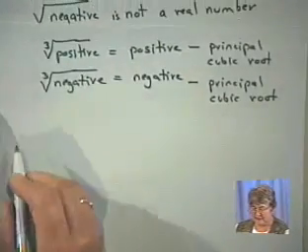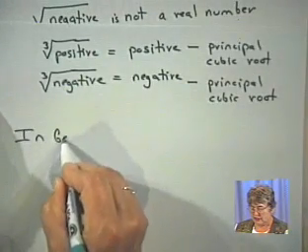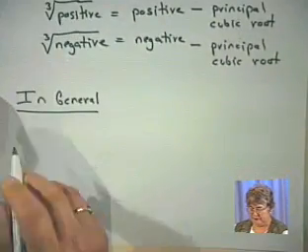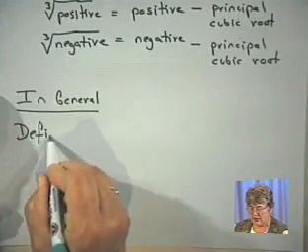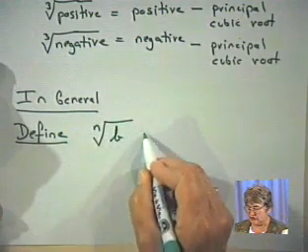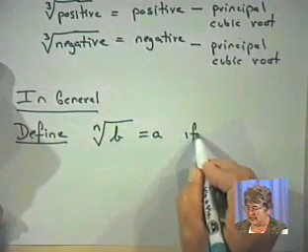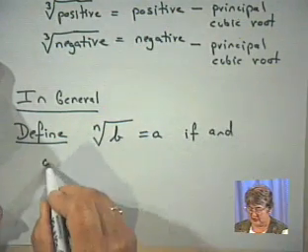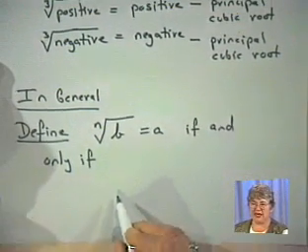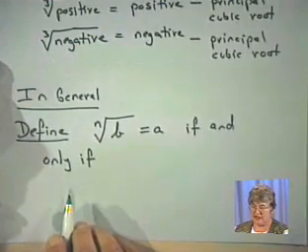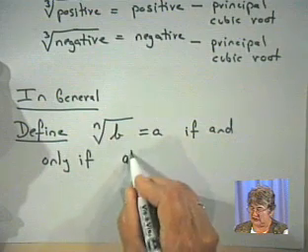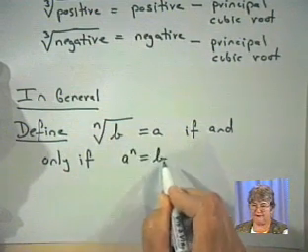So in general then, we will define the nth root of a number b to be equal to a if and only if... that phrase "if and only if" is often used in math, and especially it is used in definitions. The nth root of b is equal to a number a if and only if a to the nth is equal to b. Okay?